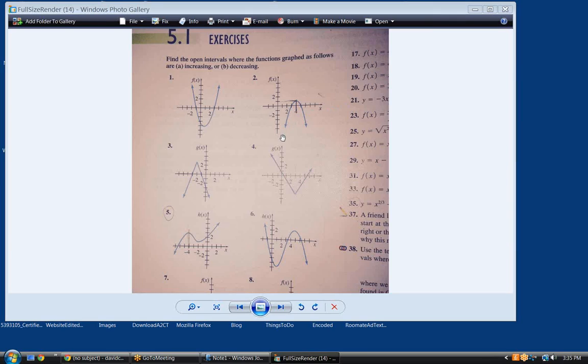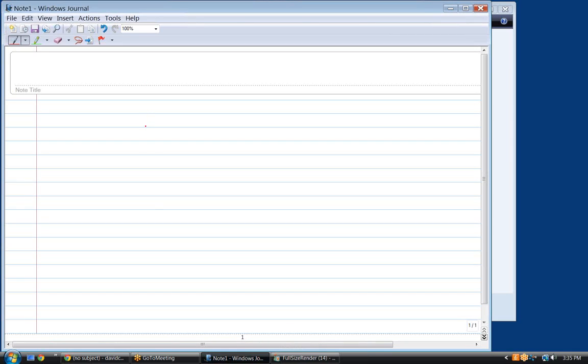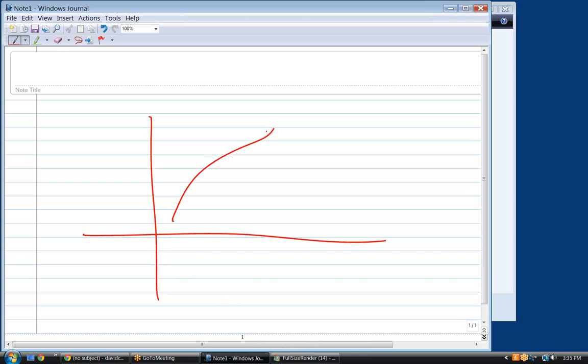It's increasing from negative infinity to 4. Okay. In other words, let me bring up my tablet here. Is that increasing or decreasing?